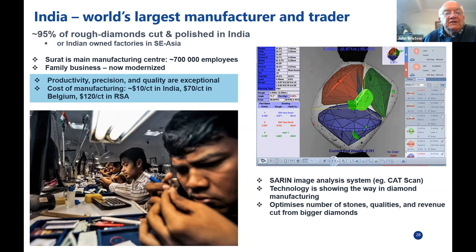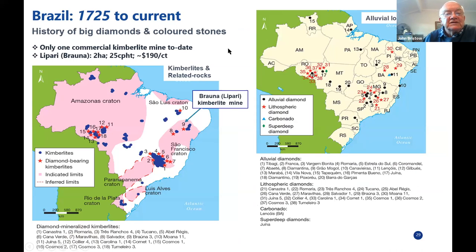After India, Brazil became the next key producer of diamonds. It was mostly small production, again mostly from alluvials. And again, the hallmark of Brazilian production, which started in about 1725, was high quality diamonds and a lot of good colored stones. And fascinatingly, although Brazil has many, many kimberlites and similar rocks, it only now has its first commercial diamond mine, called Braúna, up in the northeast part of Brazil, here at this point nine.